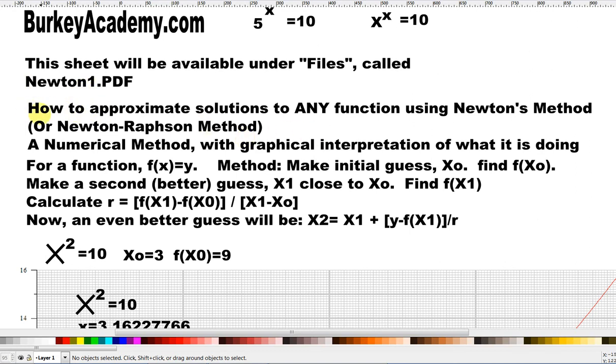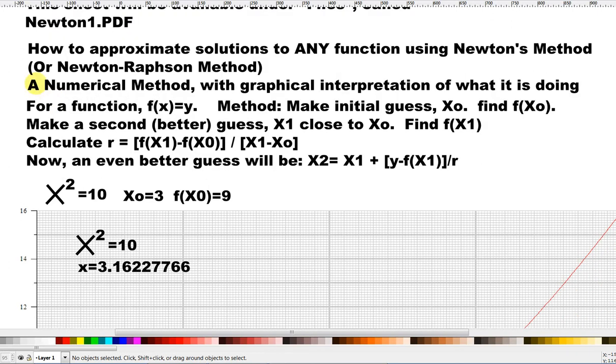So here, what we're going to learn is how to approximate solutions to any function using Newton's method. Some people call this the Newton-Raphson method, because another guy named Raphson did some work on improving it. It's what we call a numerical method. A numerical method is just a way to approximate numerical answers and try to find a quick way that's also very accurate.